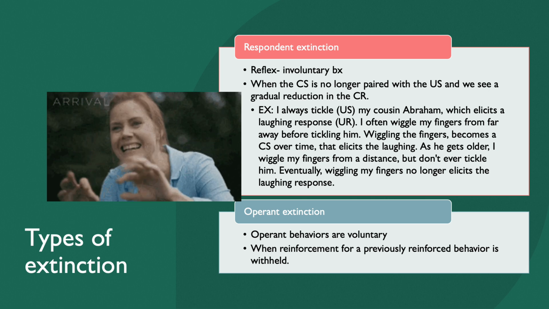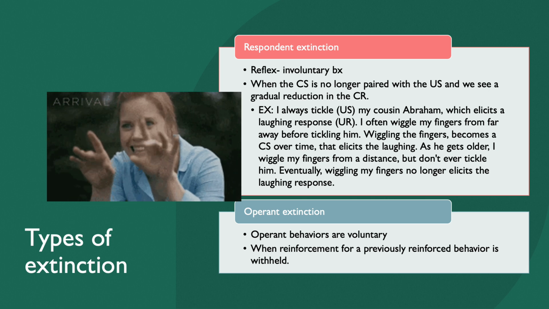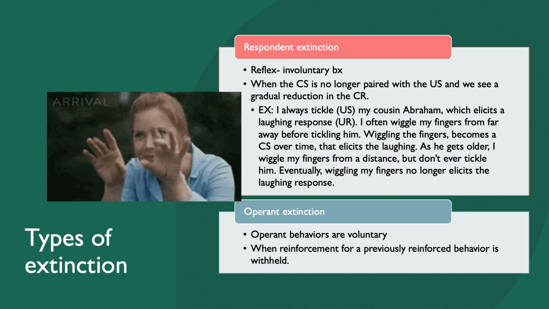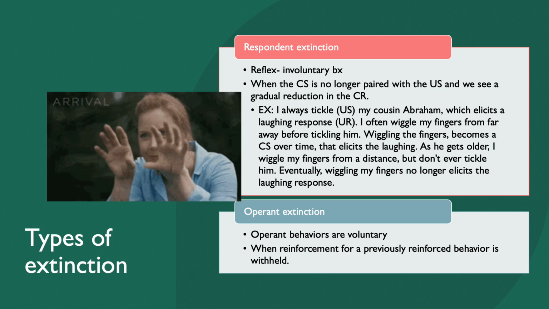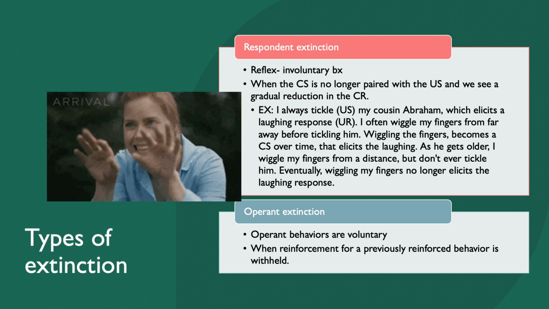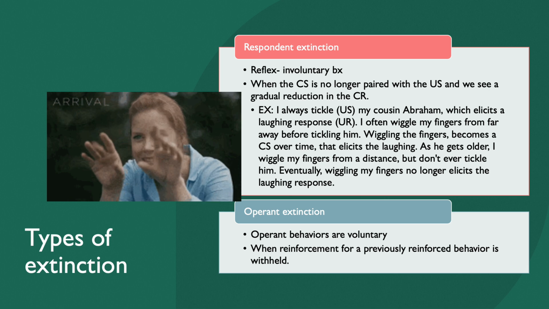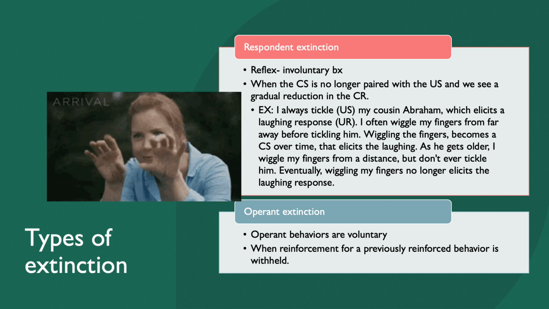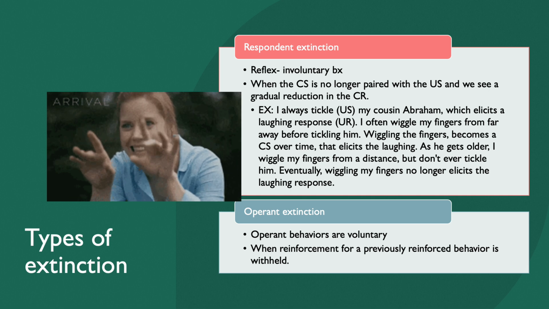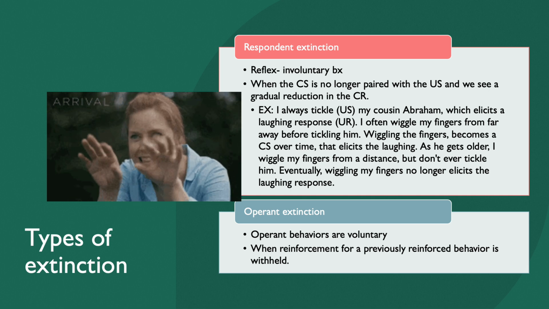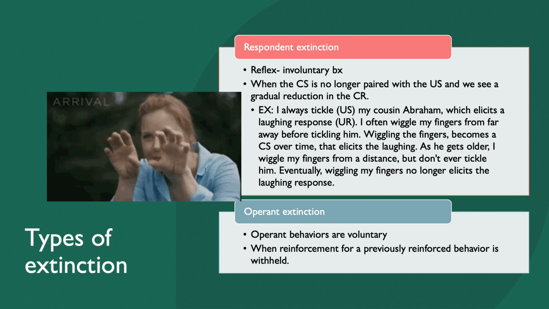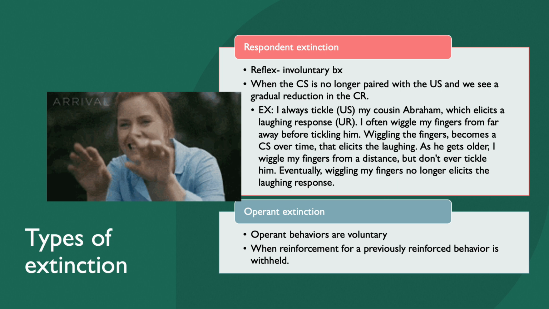And if you recall, when you were learning about respondent conditioning, you also learned about respondent extinction, which is when you no longer pair that conditioned stimulus with the unconditioned stimulus. And so what happens is there's an unpairing of sorts, and the conditioned stimulus is no longer going to elicit the conditioned response. So when the conditioned stimulus is no longer paired with the unconditioned stimulus, we see a gradual reduction in the conditioned response, okay? This is an example of respondent extinction.